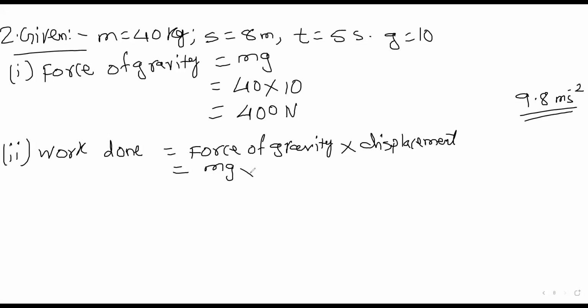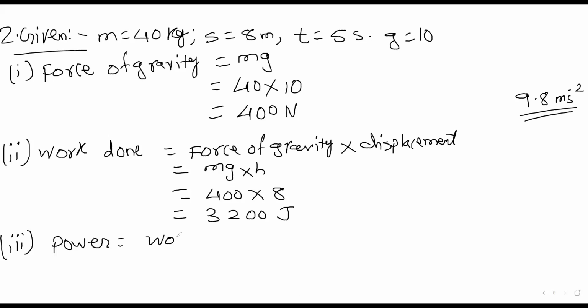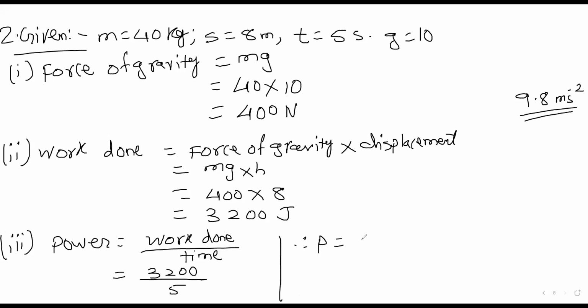That is mgh, that is 400 into 8. 400 is mg, so 3200 joule. Yes. Third one, power. So power is equal to work done divided by time. So that is nothing but 3200 upon 5. So yes, 640 watt.